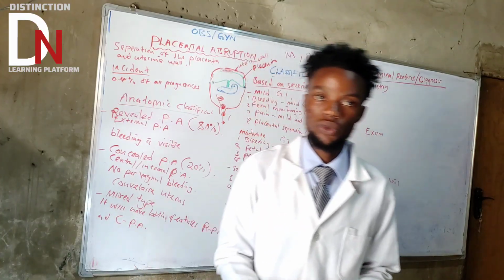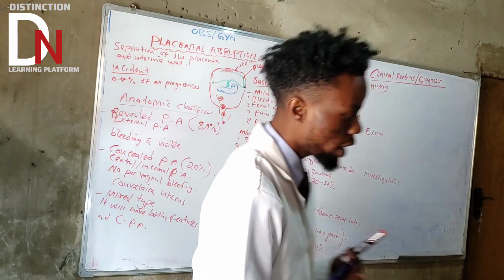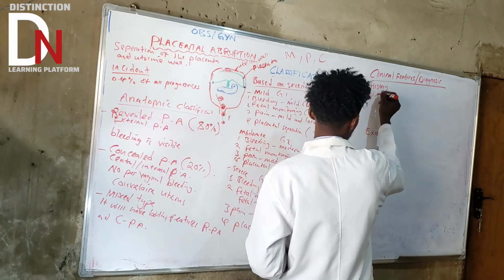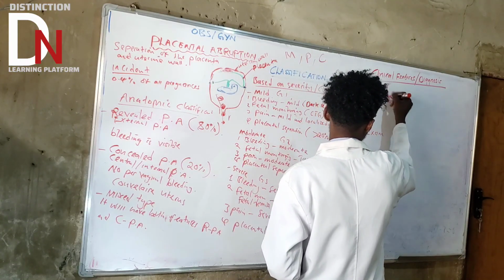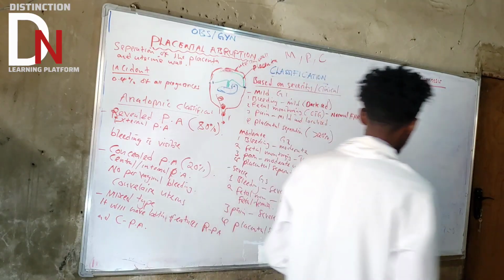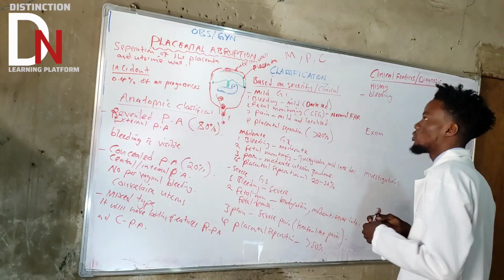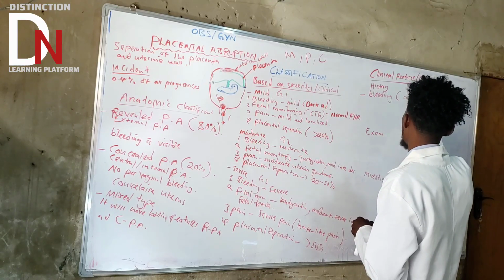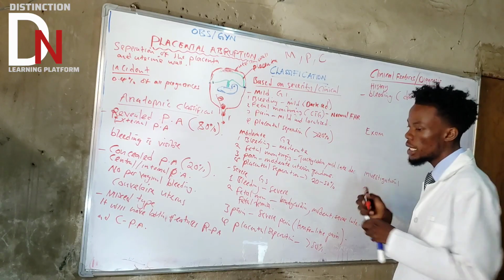So what are we supposed to talk about? If someone comes with vaginal bleeding, ask them about the characteristics of the bleeding that they're having. Remember that the bleeding they describe, if it is abruptio placenta that you're suspecting, needs to be described as dark red. That's the color.